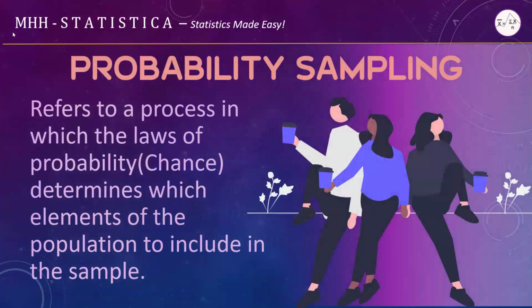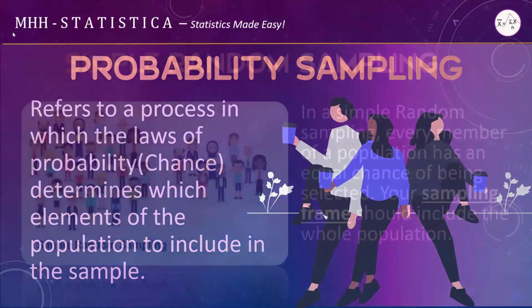Probability sampling refers to a process in which the laws of probability, that is the laws of chance, determine which elements of the population to include in the sample. In probability sampling, every member of a population has a chance of being selected in the sample, regardless of gender, age, education, qualification, and so on.